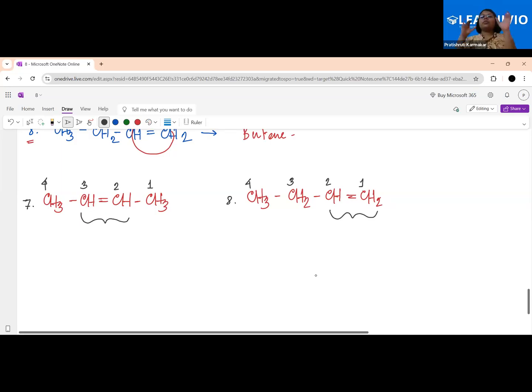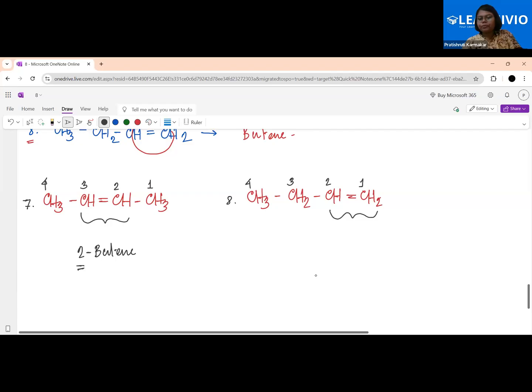Yes. Now, how do we name it? In the seventh one, the double bond is between 2 and 3, so we take the minimum number. What is the lower number between 2 and 3? It's 2. So we take the 2 and then we call it butene. So this is 2-butene. Both are butene, but with the number we indicate the position of the double bond. When I'm writing 2, it means that the double bond is between 2 and 3.